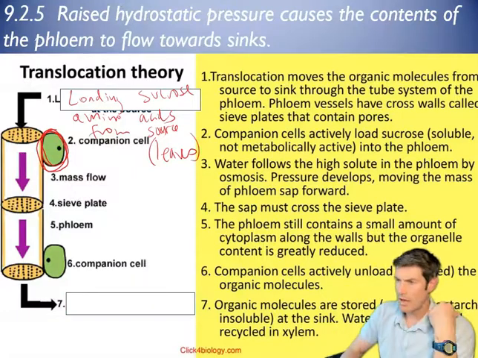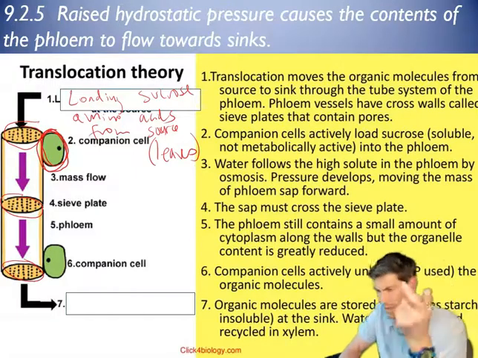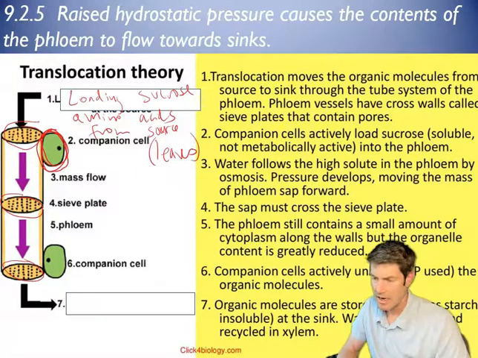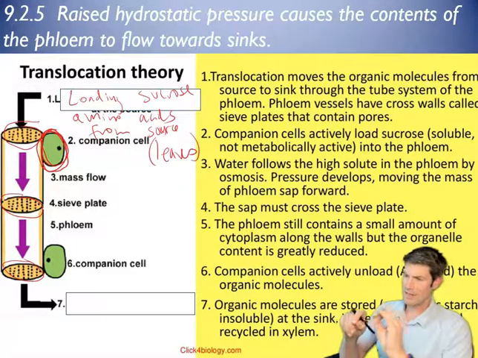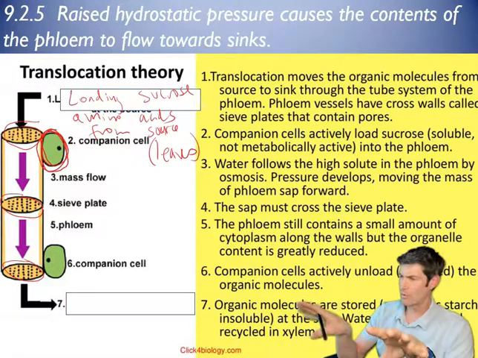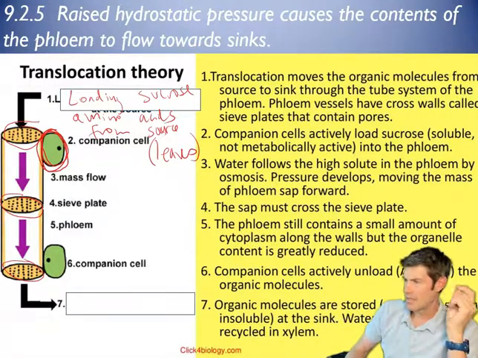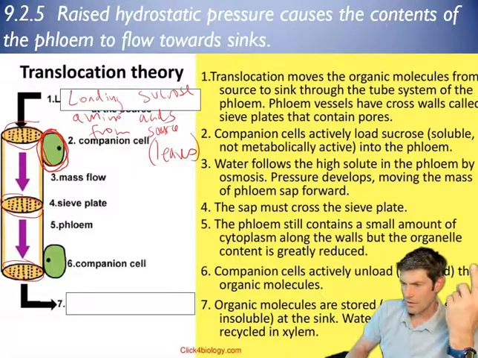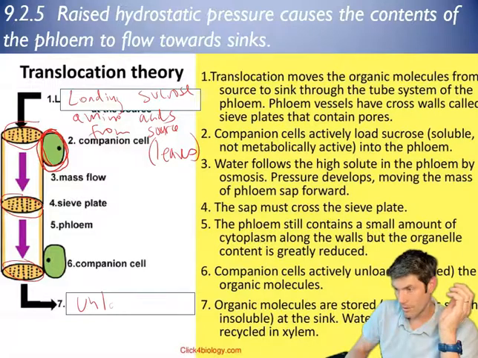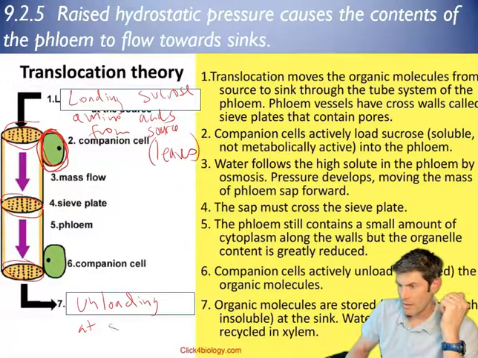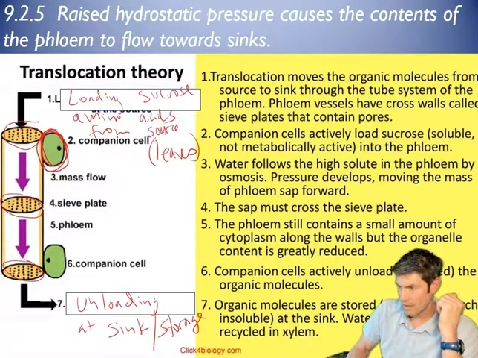So this mass flow, we have one thing we'll get to later. There's these things called sieve plates, basically cell walls that are kind of self-eroded. These holes made in so that the fluid can move through. So crossing that sieve plate all the way down to the sink or wherever this is being stored. So that's called unloading. At the sink/storage, wherever it's being stored.